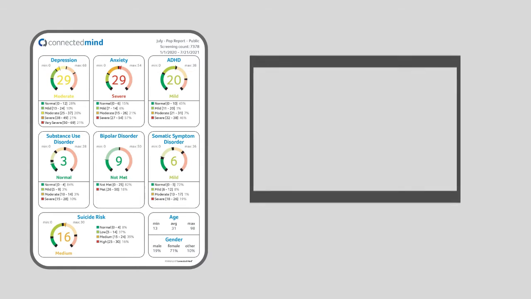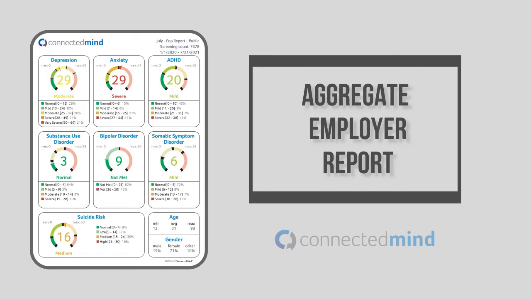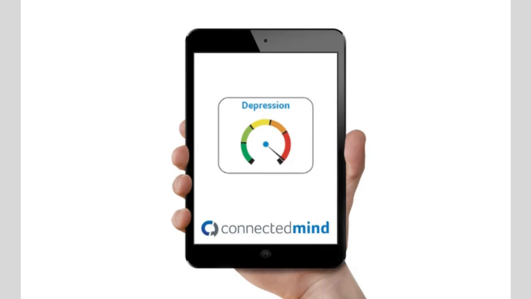In this video, we will explain the information reported in the Aggregate Employer Report. But first, let's take a look to see where the Aggregate Report fits into the Connected Mind screening process and how the data may be used to develop and improve the mental health programs and resources in your company.